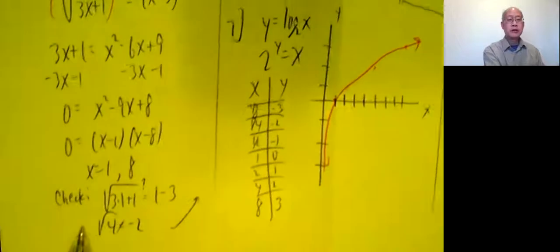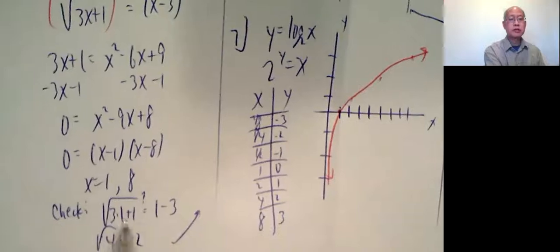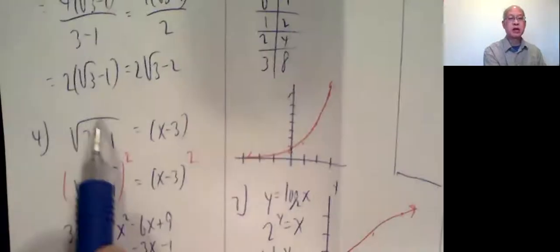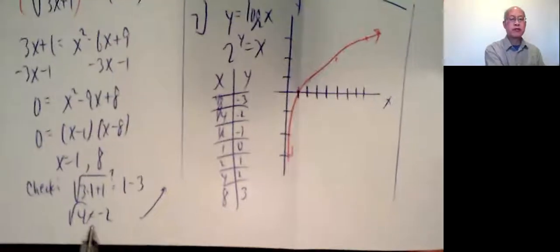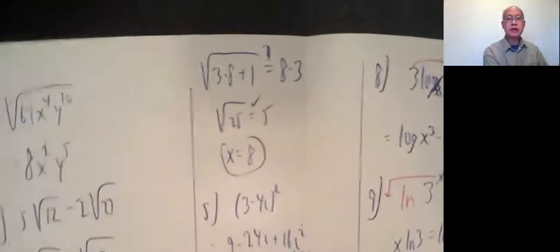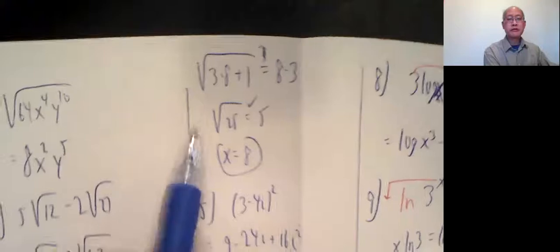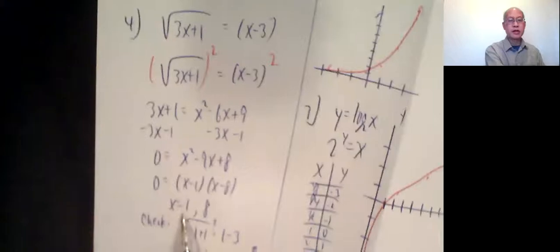But we have to check. If you plug in 1, you do not get a true equation. Square root of 3 times 1 plus 1 is not equal to 1 minus 3. Plugging back into the original, you get the square root of 4 is negative 2. That's not true. However, 8 does work. Square root of 3 times 8 plus 1, is that equal to 8 minus 3? 3 times 8 is 24, plus 1 is 25. Square root of 25 is indeed 5. So the only real solution is x equals 8. You have to throw out x equals 1. It does not check.